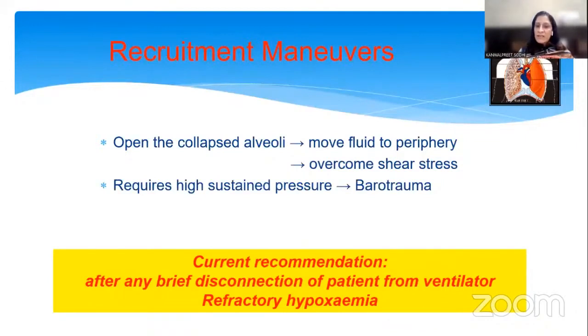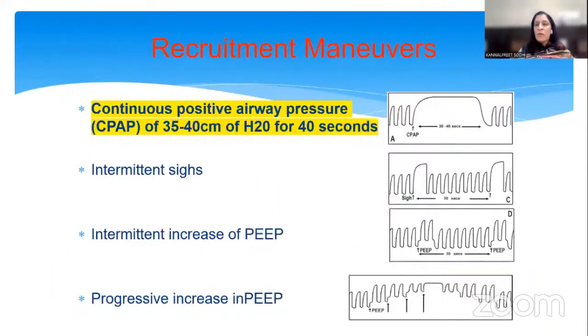But since they require high sustained pressure, there's a chance of barotrauma and hemodynamic instability. So while we are doing the recruitment maneuvers, we have to monitor the hemodynamics stringently. There are many methods of doing the recruitment maneuvers, but the most commonly used is applying a continuous positive pressure of around 40 centimeter water for 40 seconds. This is the most frequently used recruitment maneuver.